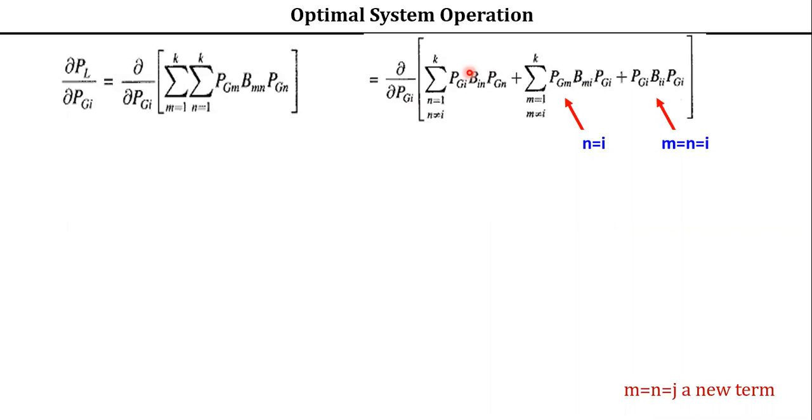How did we get this term? Can anyone tell? I told this one. So when both m is equal to n is equal to I, we are splitting that one and we are getting this term. When n is equal to I, we got this term. Then this one, how?